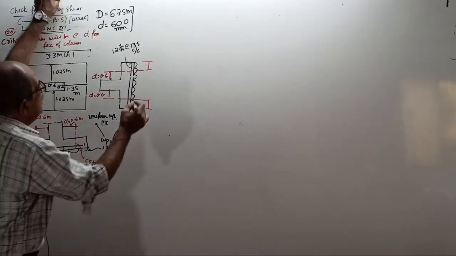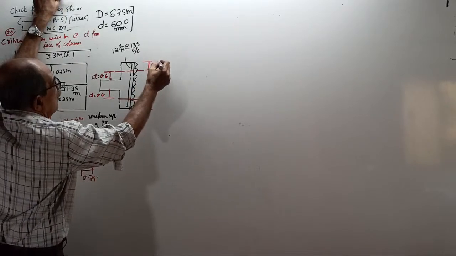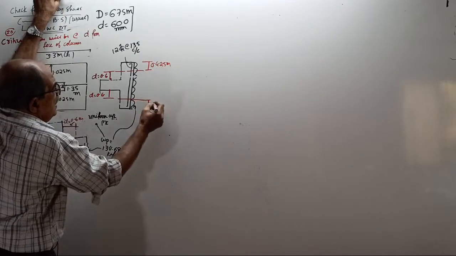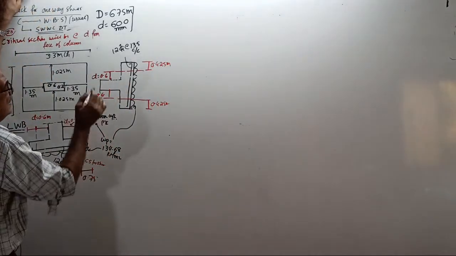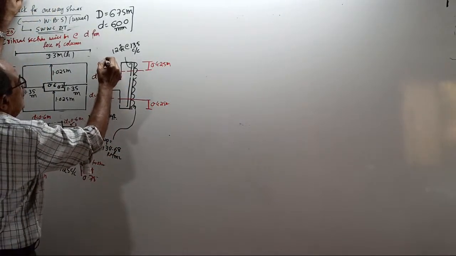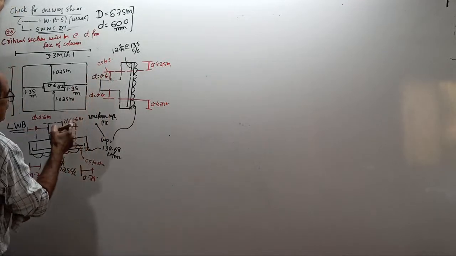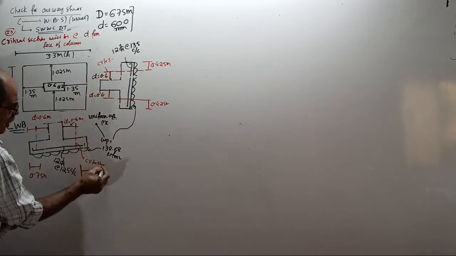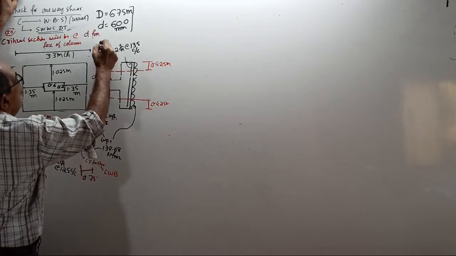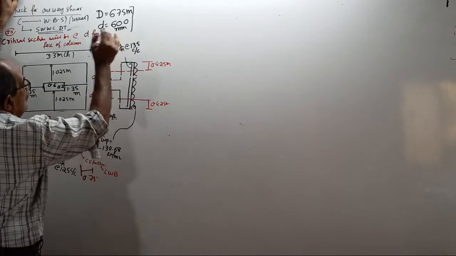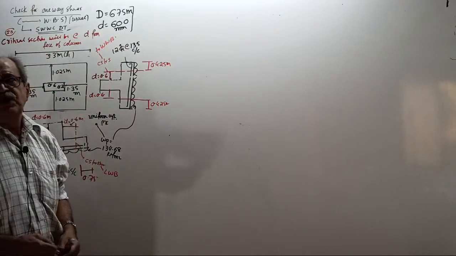0.425 meter. Remember, we need outside distance. Why, I will tell you. This is the critical section for shear. Now, this is the critical section for shear for lengthwise bending. This is for widthwise bending. Okay, now you have to check for shear.